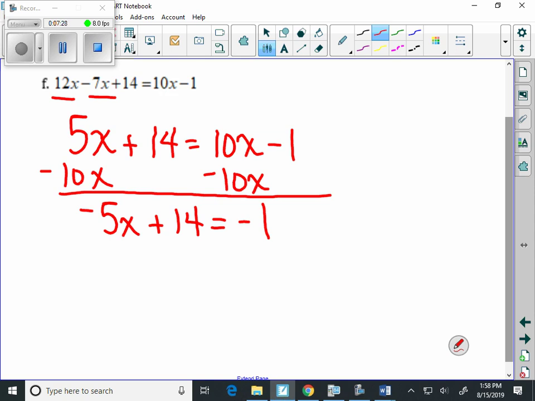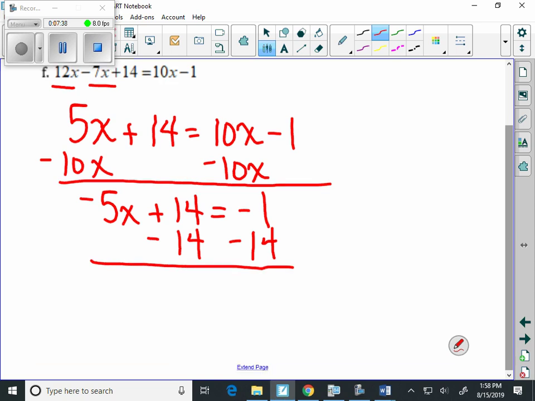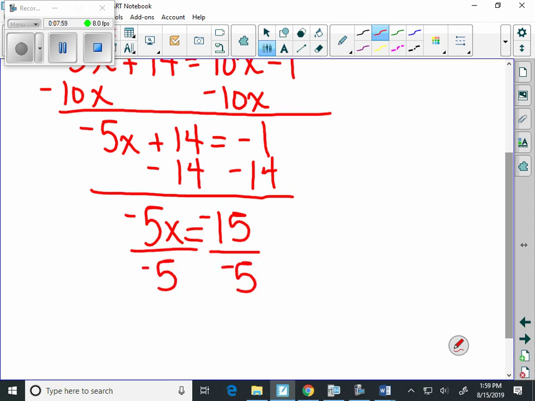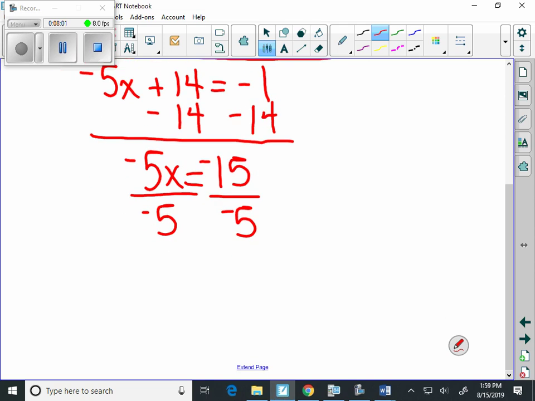Now, since I moved my letter to the left, I'm going to move my number to the right. So the plus 14 is going to be subtract 14. And we end up with negative 5x equals negative 15. Finally, it's negative 5 times x, so we have to undo that multiplication. We're going to undo it by dividing. And negative 15 divided by negative 5 is 3.